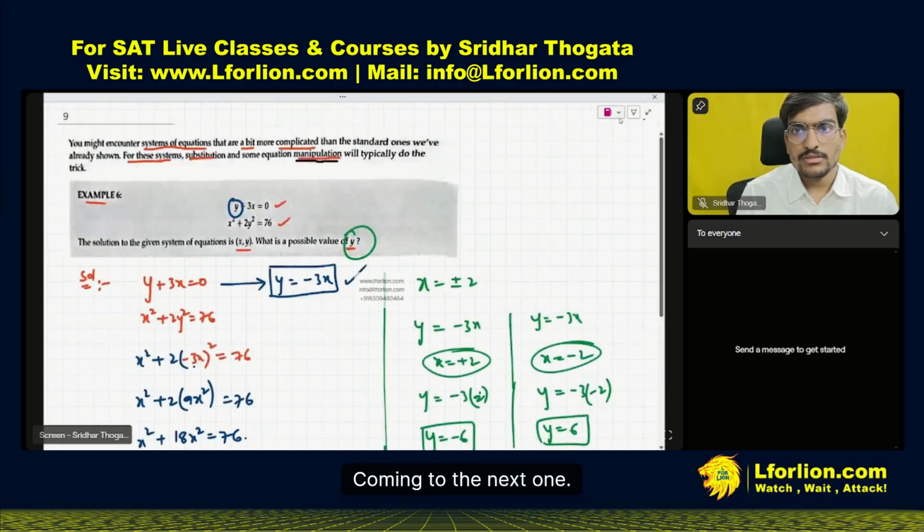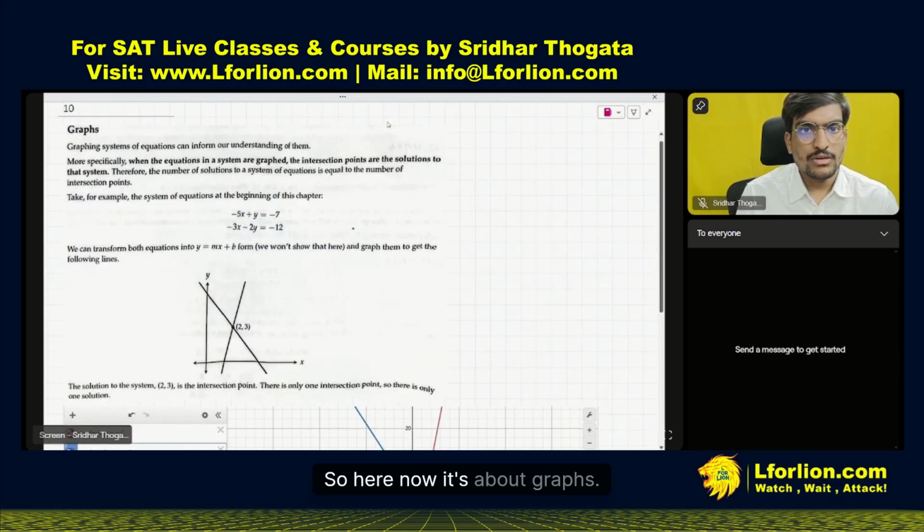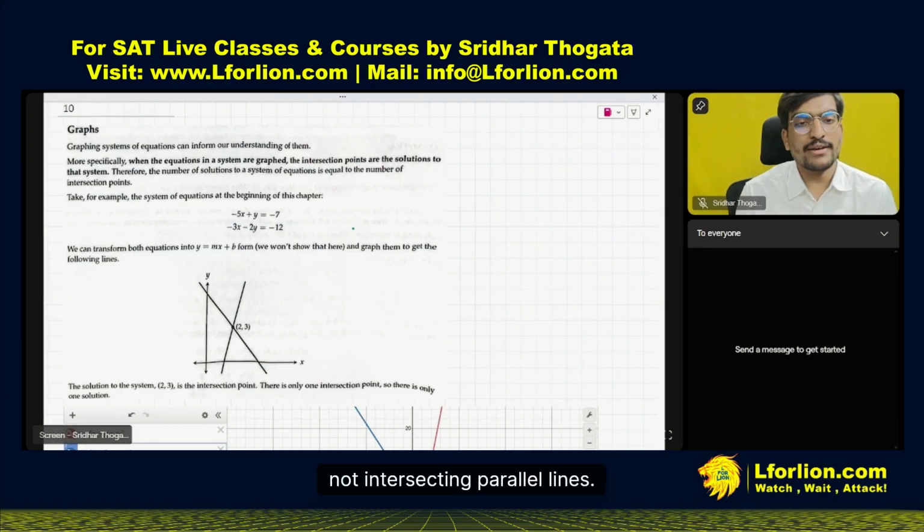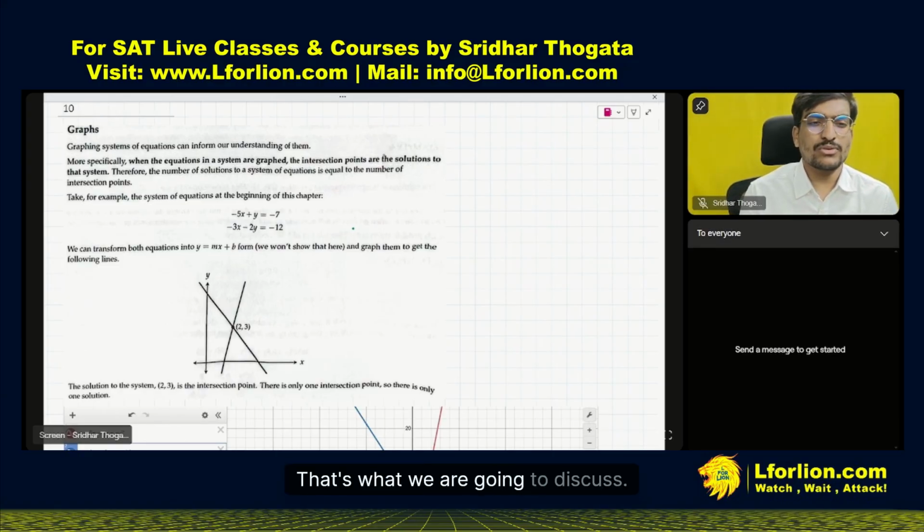Coming to the next one. So here now it's about graphs. You already know about graphs intersecting at one point which have one solution. Graphs intersecting at many points, it will be infinitely many solutions. Not intersecting, parallel lines, no solution. That's what we are going to discuss.